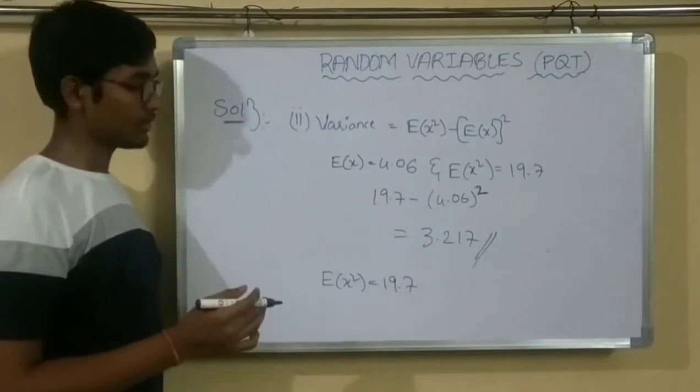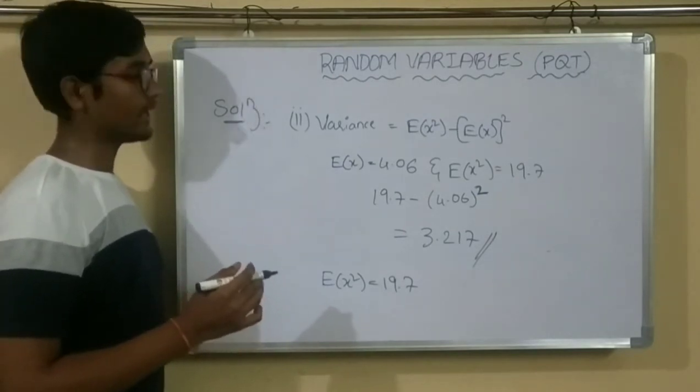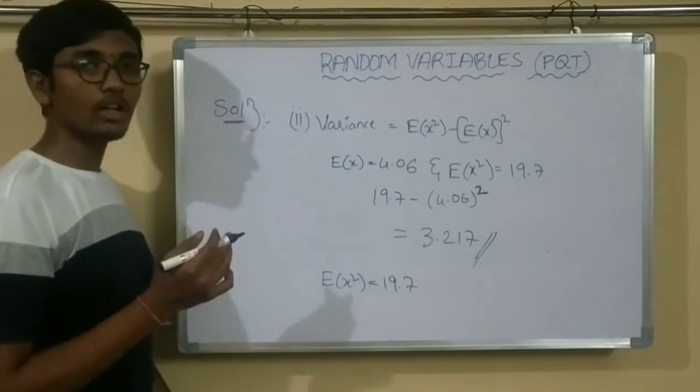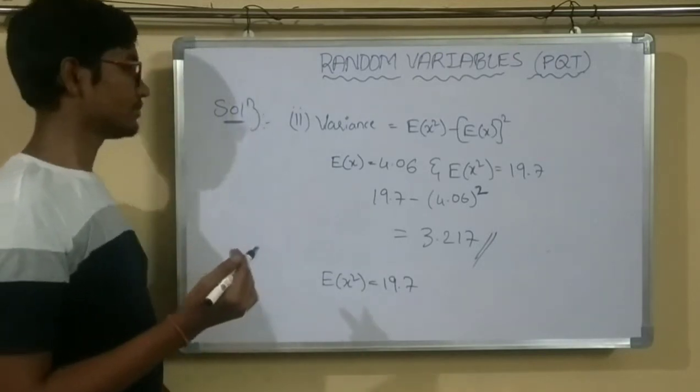So this is the method, or these are the formulas used to find the mean and variance of a discrete random variable. So I think you have got an exact idea with super clarity. So now let's go into the problems on continuous random variables.